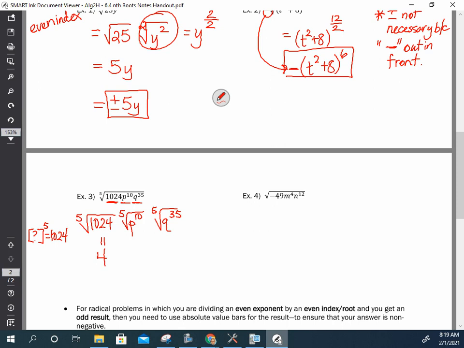For the variables, we do the exact same thing that we've been doing. That's P 10 divided by 5 and Q 35 divided by 5. So your answer is 4 P squared Q to the 7. Questions, example 3.